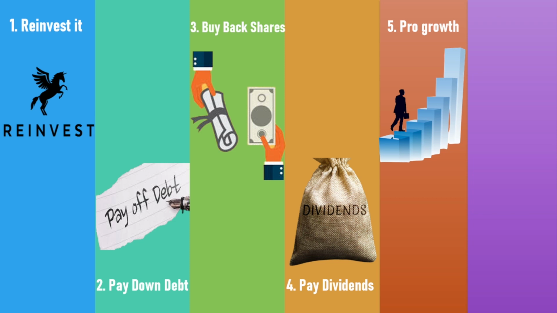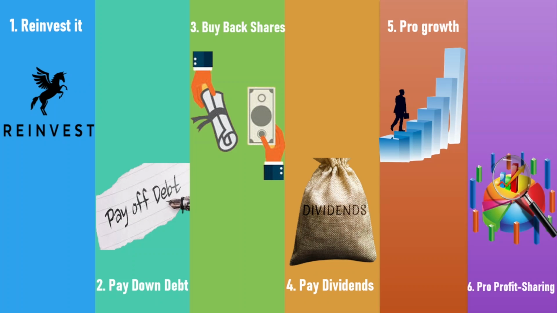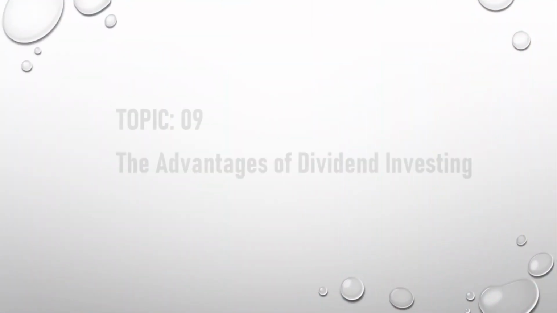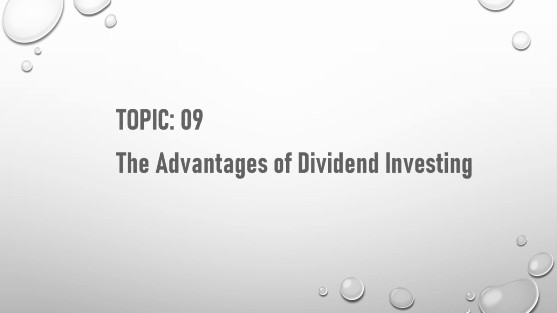This strategy makes the company more valuable and the share price rises accordingly. The shareholders benefit when they sell their shares for more than they paid for them. Pro profit sharing. This philosophy stems from the belief that the shareholders own the company and should share its profit. Moving on to topic number 9, the advantages of dividend investing.